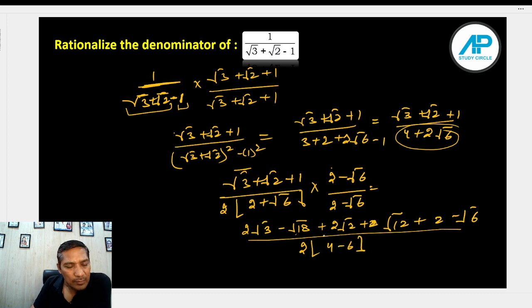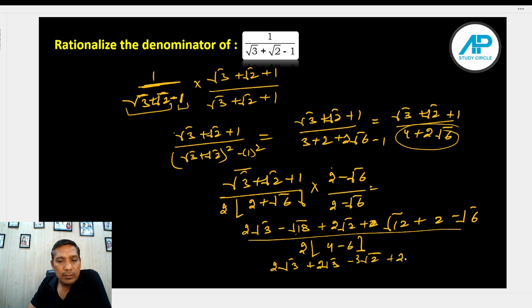Can I cancel something in the numerator? So if I see, root 12 is 2 root 3. 2 root 2 cannot be adjusted with anything else. Root 18 is 3 root 2. We don't have anything to adjust with this also. So my answer is going to be 2 root 3 plus 2 root 3 minus, you can write root 18 as 3 root 2.